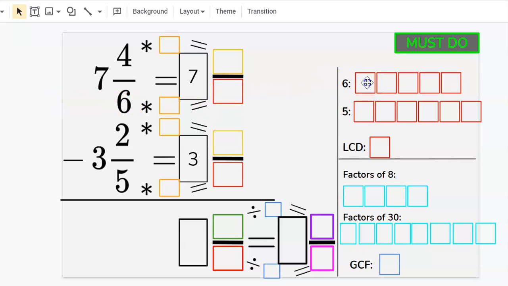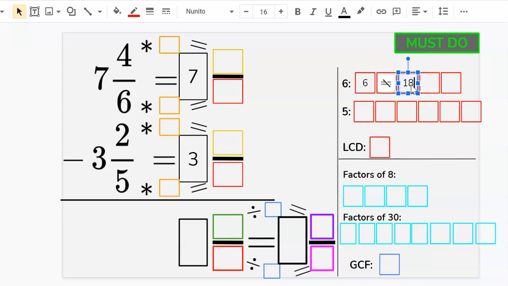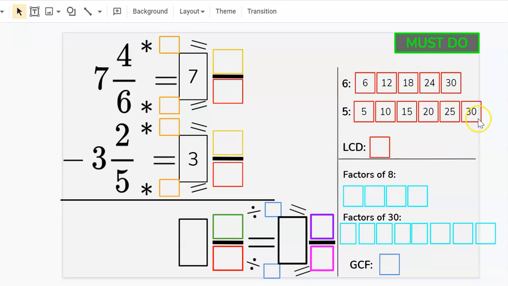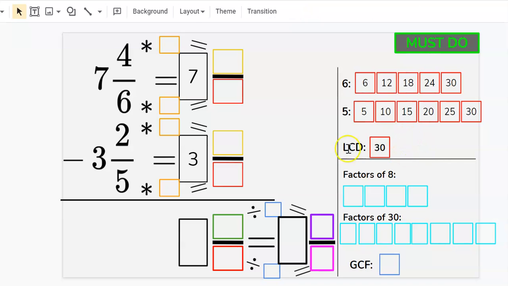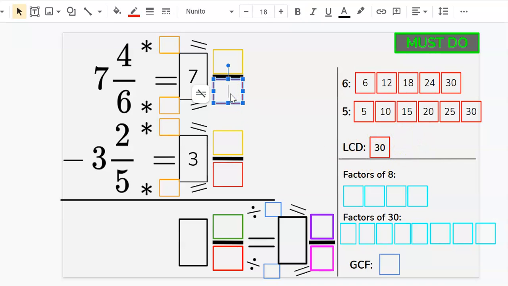So I count by sixes, the multiples of my 6, and then I count by 5s, the multiples of 5, to get to my least common denominator. And you can see right here, 30 is our LCD, our least common denominator. So this becomes our new denominator because we need those like fractions.